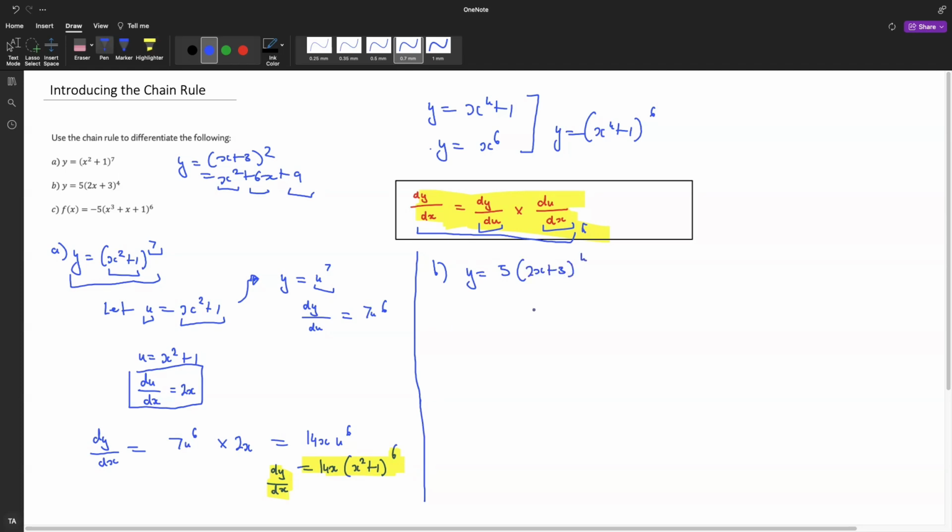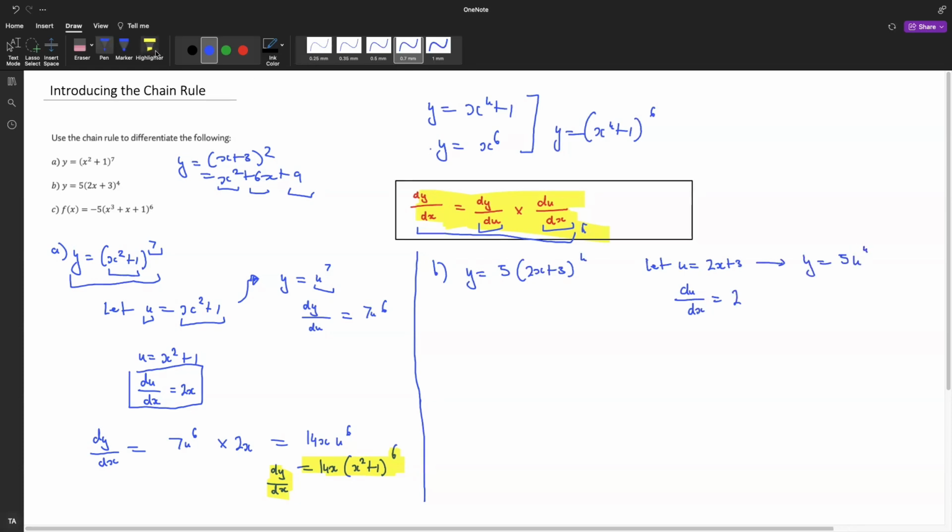So again, what we can do is realize that the function that we have inside is 2x plus 3. Okay? So if u is equal to 2x plus 3, our du with respect to x, so our derivative of u with respect to x, is just equal to 2. Okay? And then if we're letting u equal 2x plus 3, we know that y is equal to 5, and then instead of 2x plus 3, we have u to the power of 4.